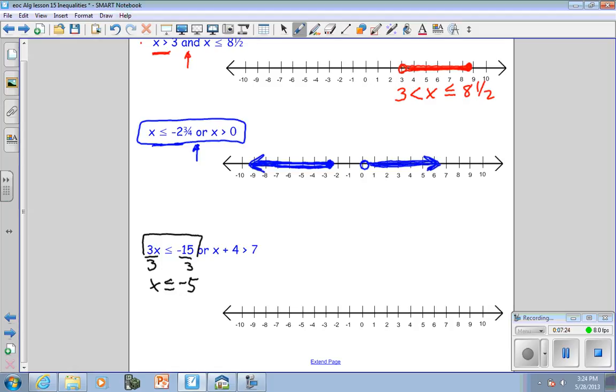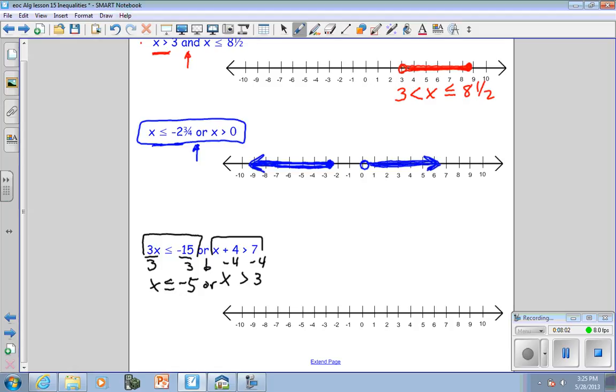On the next part, I have x plus 4 is greater than 7. So now if I subtract 4 from both sides, just as if there was an equal sign, then on the left I have x, then a greater than, and then 3. And I don't forget to put the word or, because it can't be smaller than negative 5 and greater than 3. It's impossible for that. And then I go ahead and graph it.